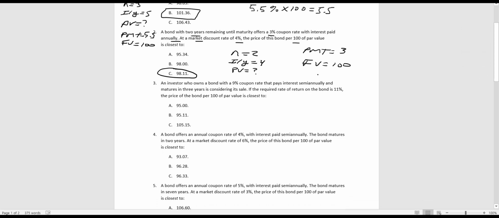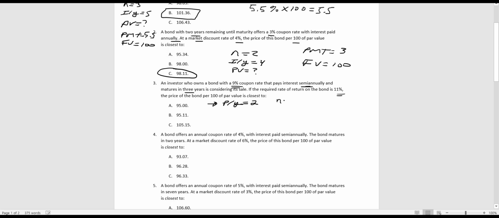So this one now, this is a 9% coupon rate, but it's paying interest semi-annually, and it matures in 3 years, and the required rate is 11%. So now we're going to change the PY, periods per year, to 2. For sure, I had a student yesterday that was calculating a bond price, not setting the periods per year properly, and they were getting the wrong answer, and that's sometimes the case.